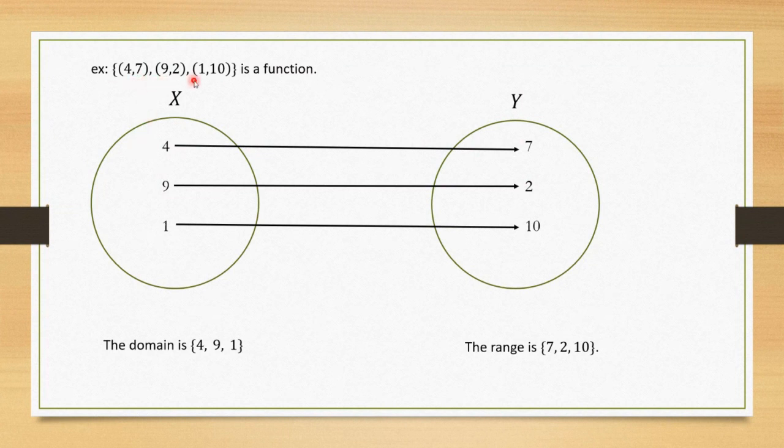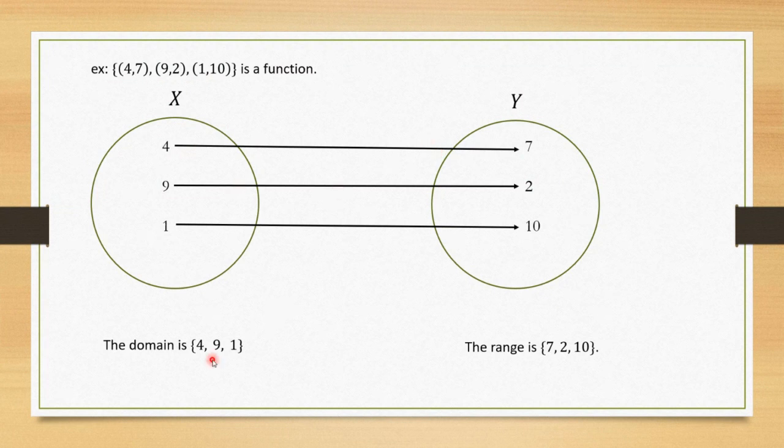Namely, we have these ordered pairs. All the x coordinates are different. So right away, that tells you it's a function. You could tell also from the correspondence diagram, right? From each element in the domain, there's only one arrow coming out of it. There's only one arrow coming out of it. That's all.